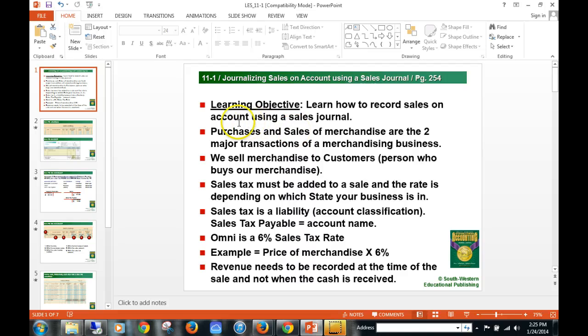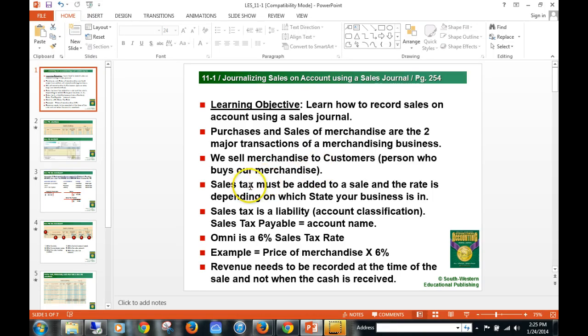So a majority of our transactions are going to be purchases, where we purchase merchandise, and then we're going to mark the price up and make sales of that merchandise to our customers. So those should be the majority of our transactions. We sell merchandise to customers, and customers is a term used in the book here, and it's any person that buys our merchandise. However, when we buy merchandise from our vendors, we're actually their customers, and then we turn around, mark up the price, and then we have our customers so that we can make a profit.